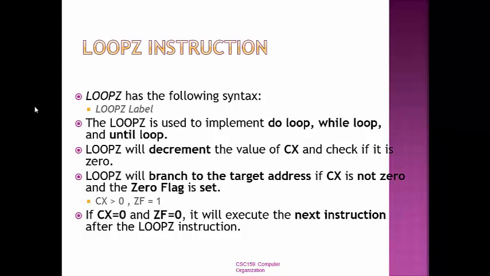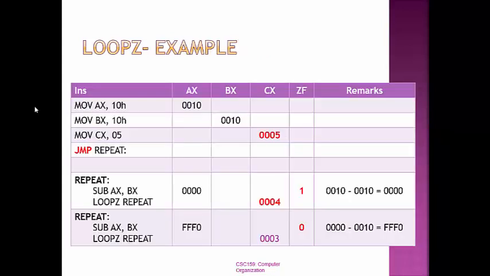Dia akan pastikan the CX is not 0 and the 0 flag equal to 1. Kalau the CX bukan 0 dan 0 flag equal to 1, baru dia execute the loop instruction. Kalau tak, dia akan continue with the next instruction. Okay, kita tengok macam mana buat process of loop Z.